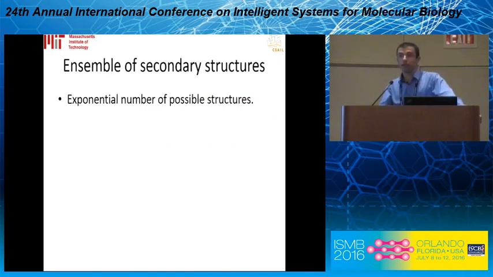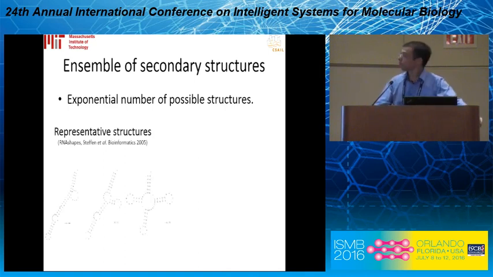Now, RNAs have one minimum folding energy structure, but in fact they can fold into many different structures, and the number of structures they can fold into is exponential. So we cannot take into account all possible structures, but there are several solutions for how to deal with this exponential number of structures. One way is to look at representative structures.